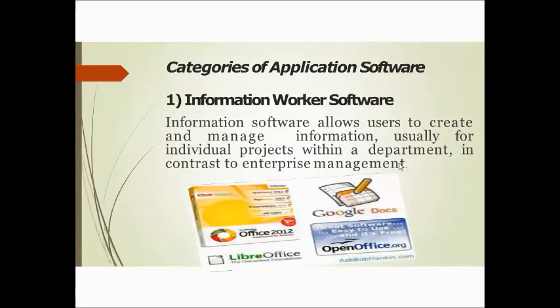So there are categories of application software. The first one is the information worker software. Information worker software allows users to create and manage information, usually for individual projects within a department, in contrast to enterprise management. When we say information worker software, we are referring to Microsoft Office, Google Docs, and LibreOffice. Those are examples of information worker software.